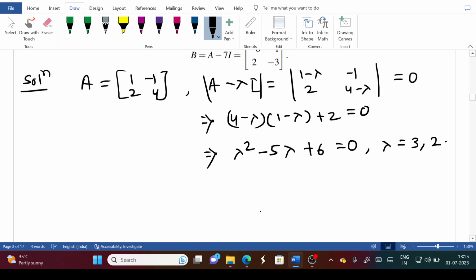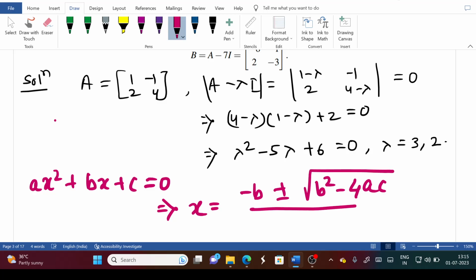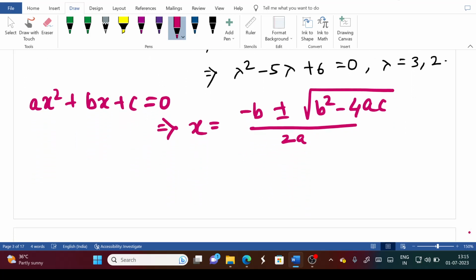How have I solved it? We have a formula: ax square plus bx plus c is equal to 0 implies x is equal to minus b plus or minus square root of b square minus 4ac, over 2a. In this method also you can solve directly: put in the formula, get the answer.